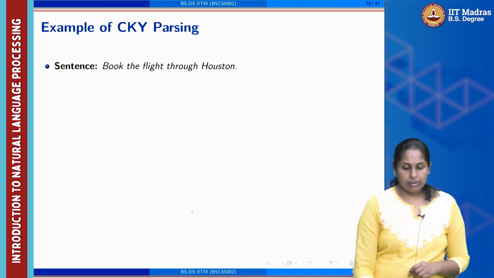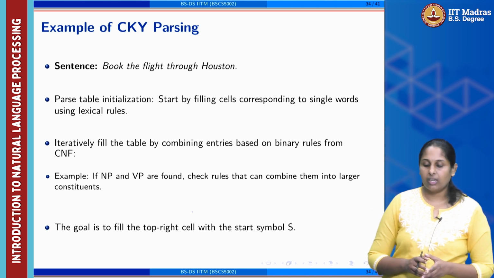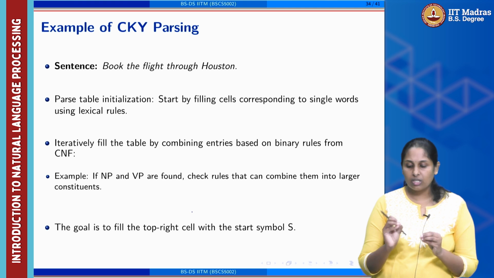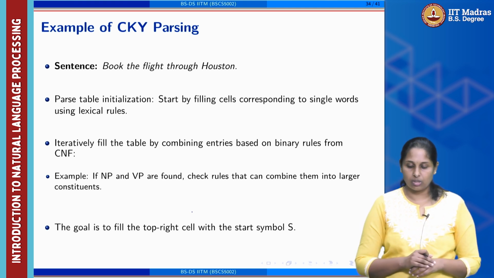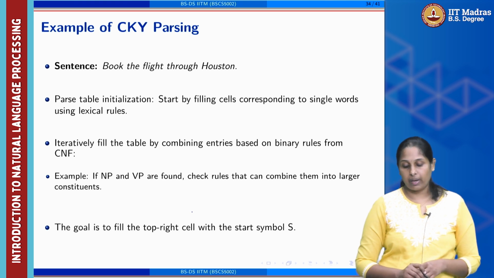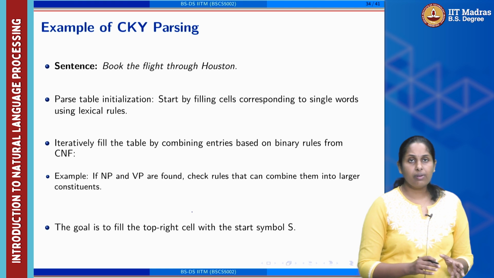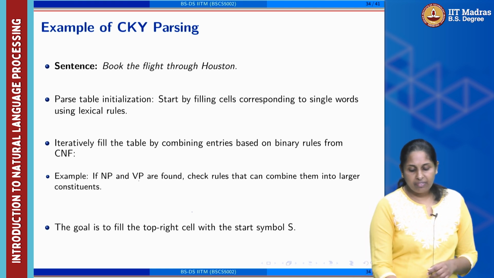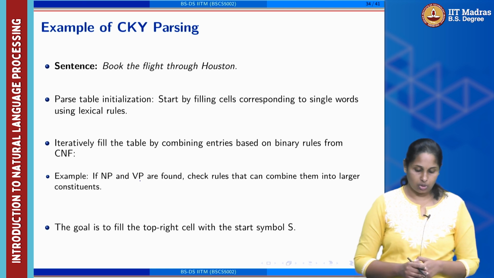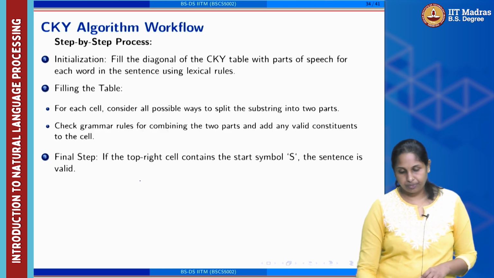Now let's take the example, book the flight through Houston. The parse table initialization starts by filling the cells corresponding to single words using the lexical rules that we have identified, and it iteratively fills the table by combining entries based on binary rules from CNF. If NP and VP are found, it checks the rules that can combine them into larger constituents. The goal is to fill the top right cell with the start symbol.